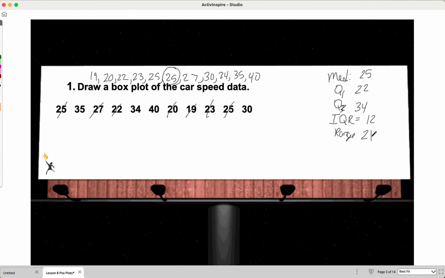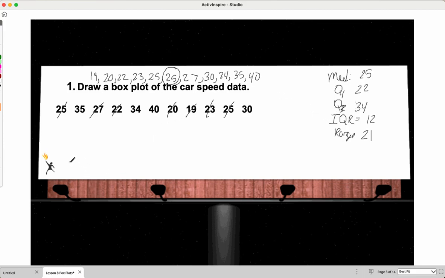Just to think this through, would I have an outlier in this data? Well, 1.5 times 12 is 18. 22 minus 18 is 4, so I have nothing lower than 4. And 34 plus 18 is 52. I have nothing greater than 40, so I have no outlier in this case.